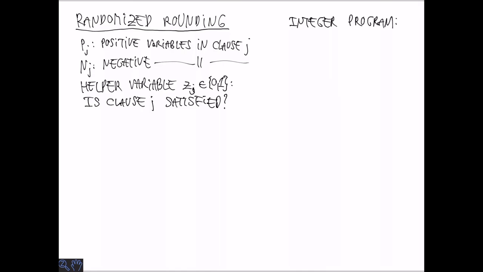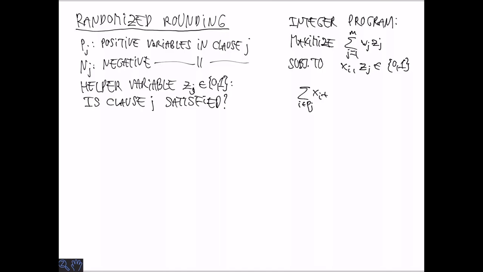So we can write up an integer program now, where the goal is to maximize the weighted sum of satisfied clauses. So that's just the sum of Wj Zj. And we want to make sure that Zj is consistent with the xi's. In particular, this means that for every clause, there has to be at least one satisfied literal. And the number of satisfied literals can be written as the sum of the xi over Pj plus the sum of 1 minus xi over the Nj's.